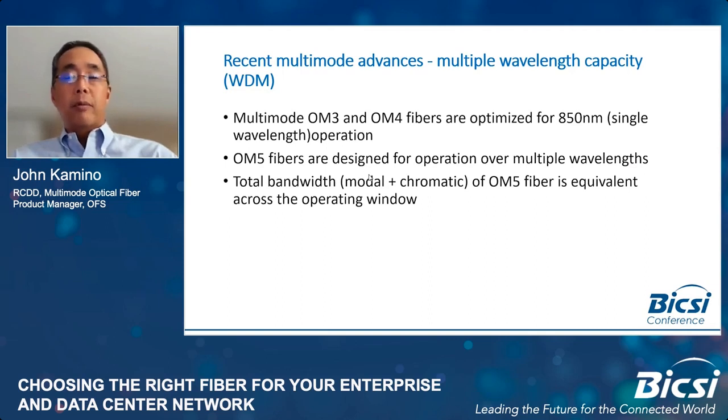If you'll remember the requirement of 4,700 megahertz kilometer at 850 and 2470 at 953, you may say, well, that's not the same bandwidth. But I'll note that it's the total bandwidth of the fiber, which also has another component of chromatic bandwidth that is a natural function of the fiber and increases as you go to higher wavelengths. So the combination of modal plus chromatic bandwidth of an OM5 fiber is equivalent across that entire window.